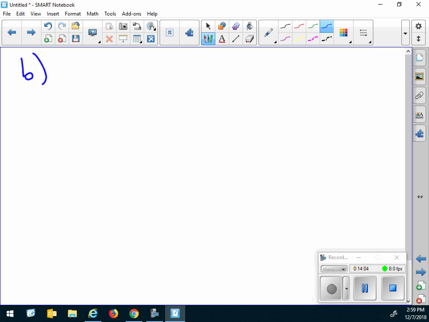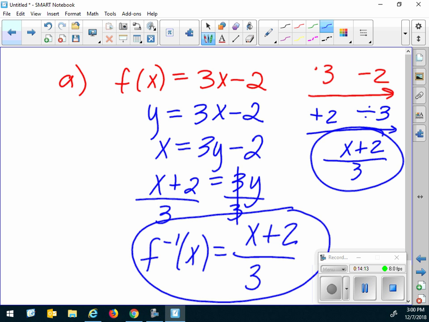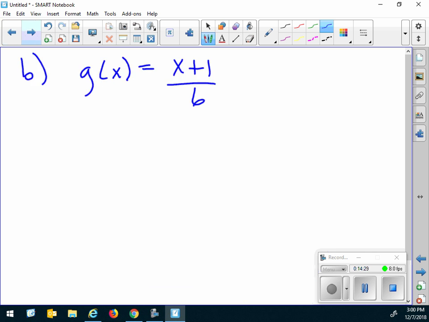B. g of x equals x plus 1 divided by 6. Now, I know what some of you are thinking. Some of you are thinking, I can go from that to that in my head. Fine. No problem. There are some, though, that are going to be more complicated that you can't do in your head. Okay? So that's why I need you to learn the steps. Sir? You don't have to.